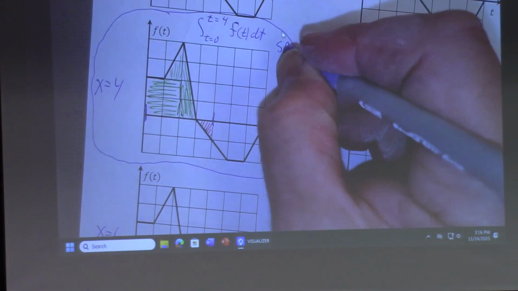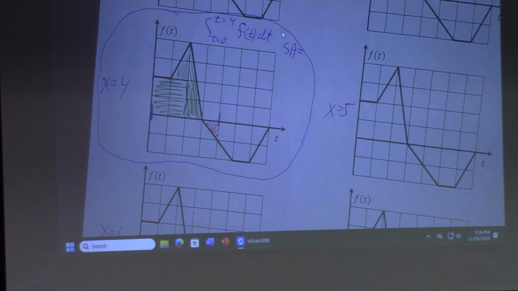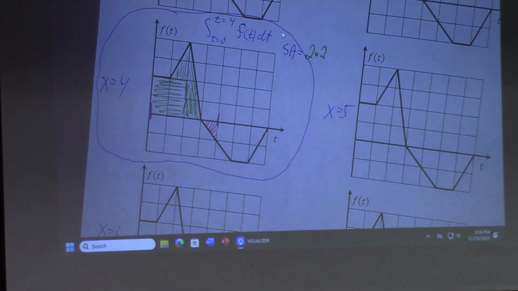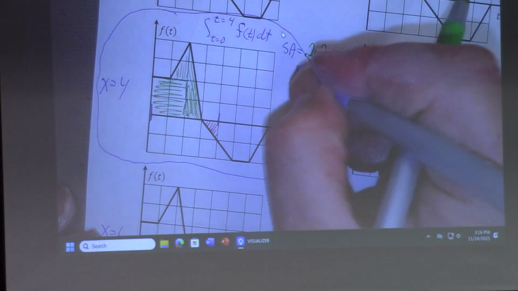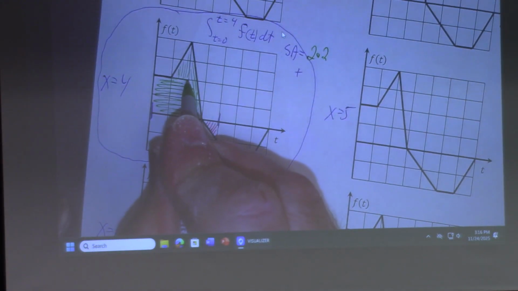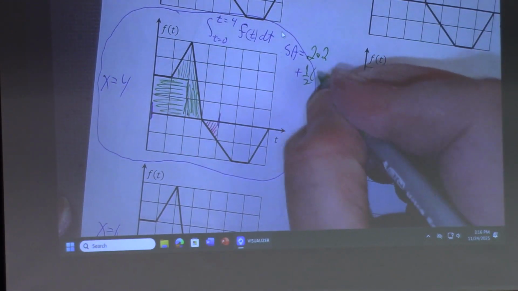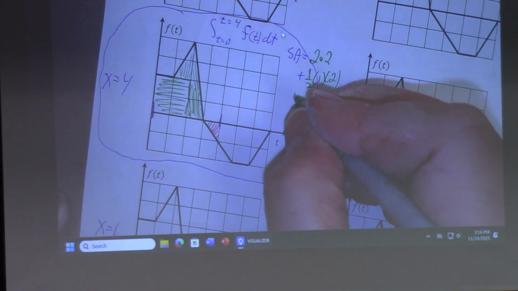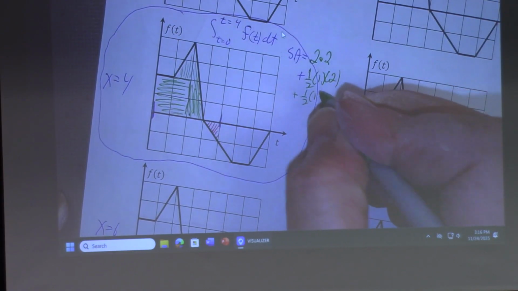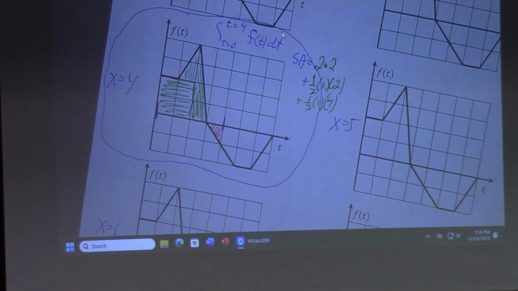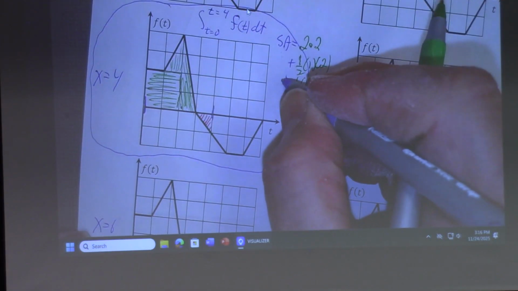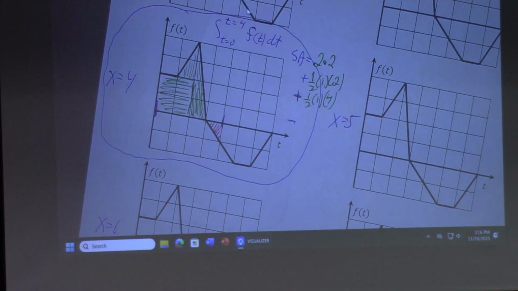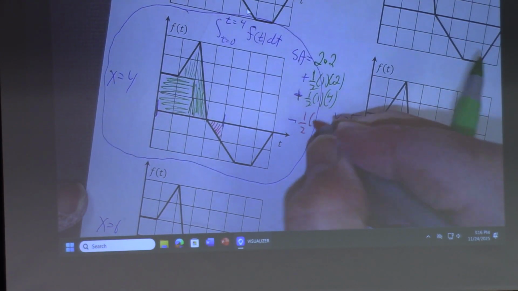The signed area is going to be, well, let's see, this square is going to be 2 by 2, plus that next triangle, which is 1 by 2, so 1/2 of 1, that's the width, and the height is 2. And then the next green triangle is going to have area 1/2 of 1 times 4. Those are all positive because they're above the axis. And then I'm going to have a minus sign here, and then the area of that red triangle, which is 1/2 of 1 times 1.